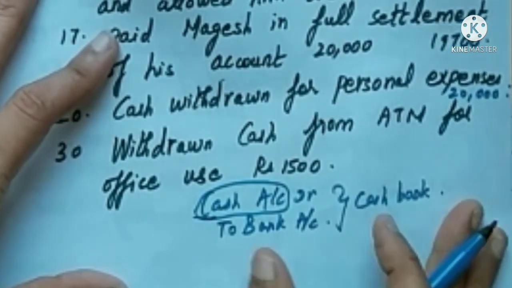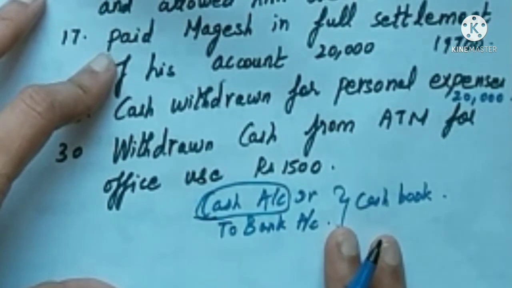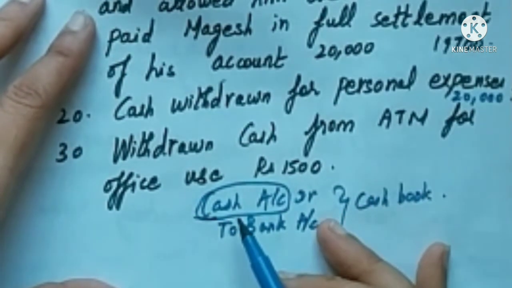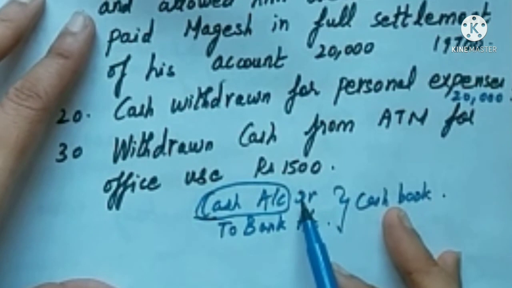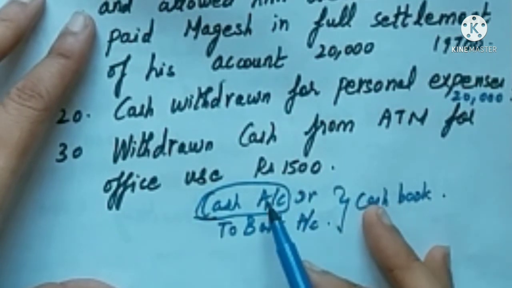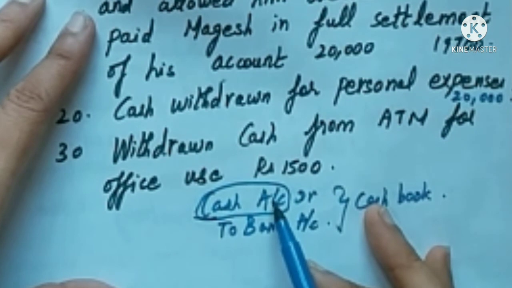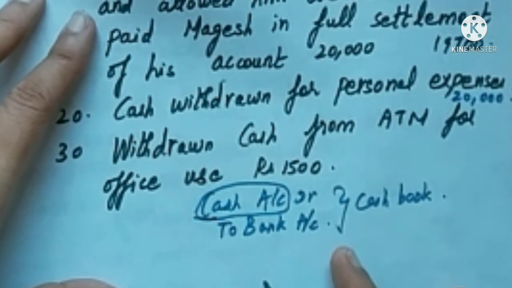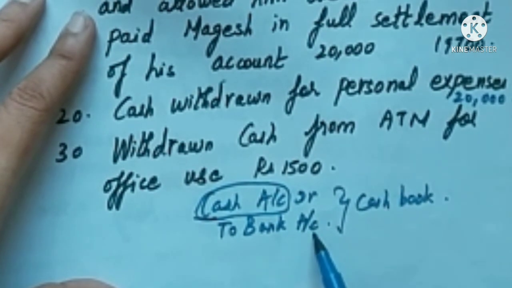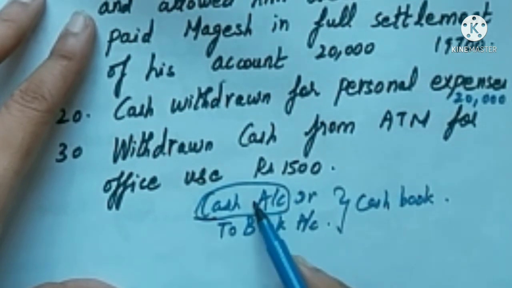Again I repeat, whenever there is a contra entry, you see first whether cash account is debited. Here cash account is debited, so we have to write it on the debit side. The amount we have to write in the cash column, but we have to write the corresponding entry, that is the opposite entry. Similarly, here bank account is credited, so we have to write it on the credit side. We have to write the amount in the bank column, but we have to write the corresponding entry.